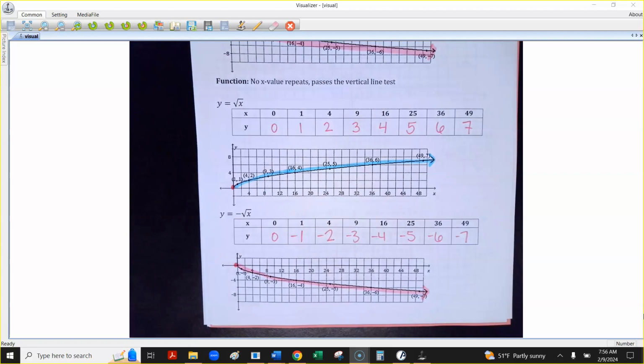So those are what we call the parent functions, the most basic version of a square root and a negative square root, so you guys can see those. Is anybody having a question?